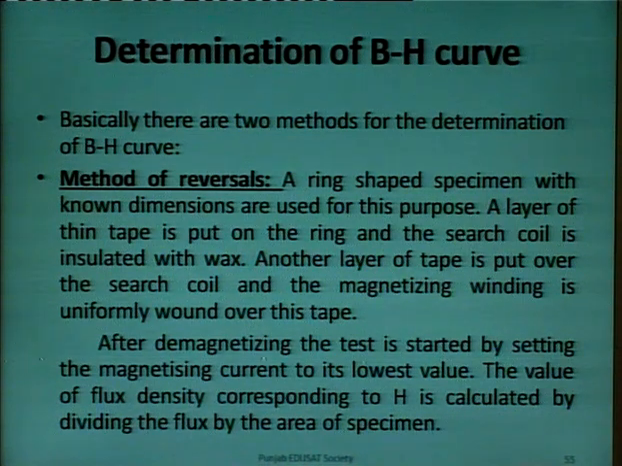After demagnetizing, the test is started by setting the magnetizing current to its lowest value. The value of flux density corresponding to this H is calculated by dividing the flux by the area of the specimen.